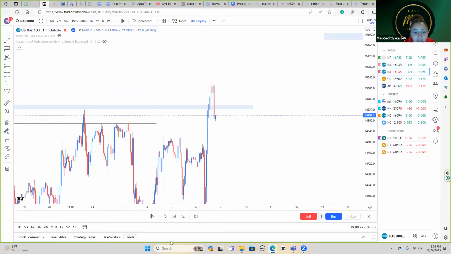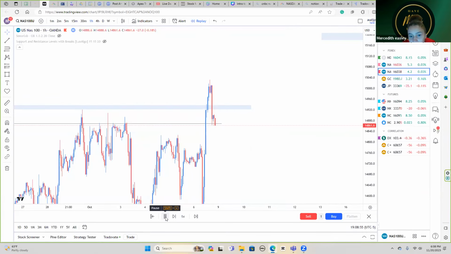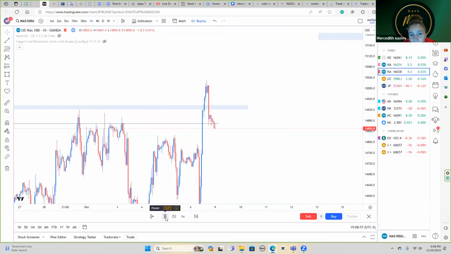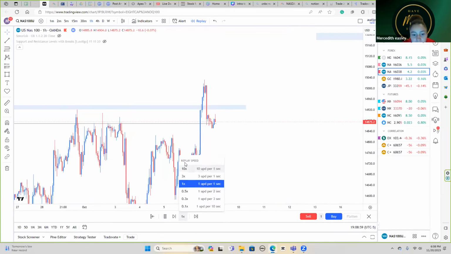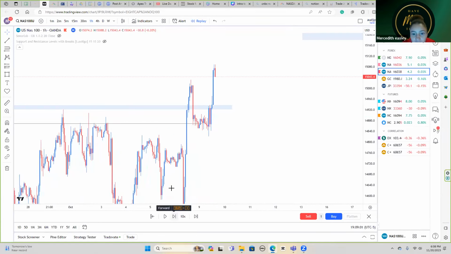And oftentimes, price may come back to that old buy stop area. Look how it's struggling to break that old buy stop area, right? And then it officially breaks, and then it keeps going.